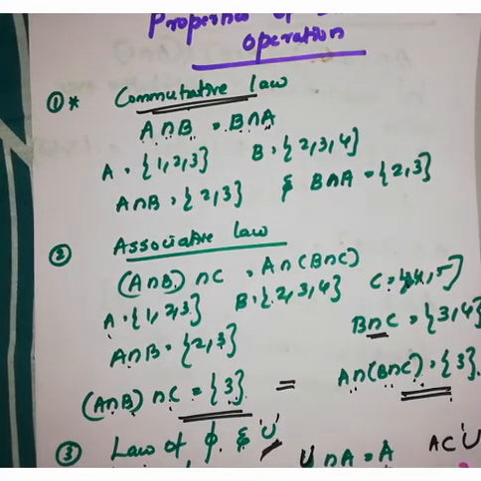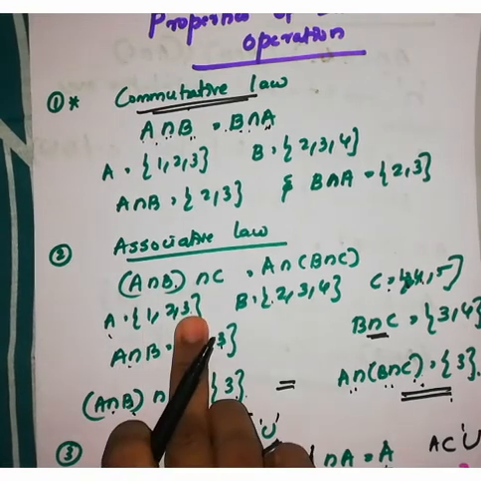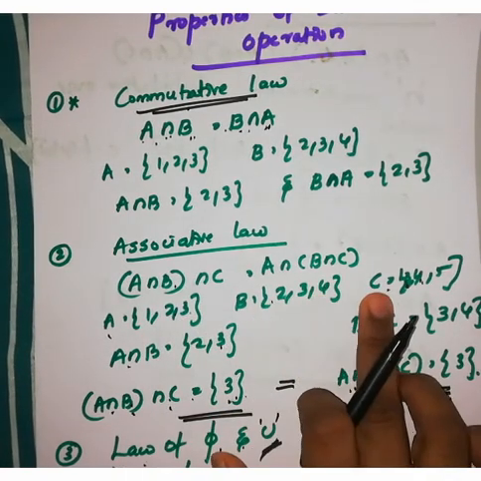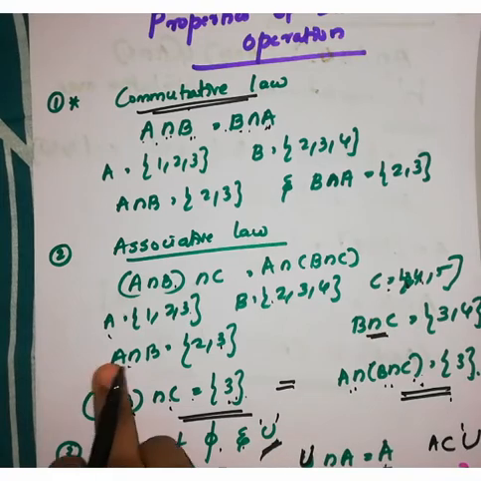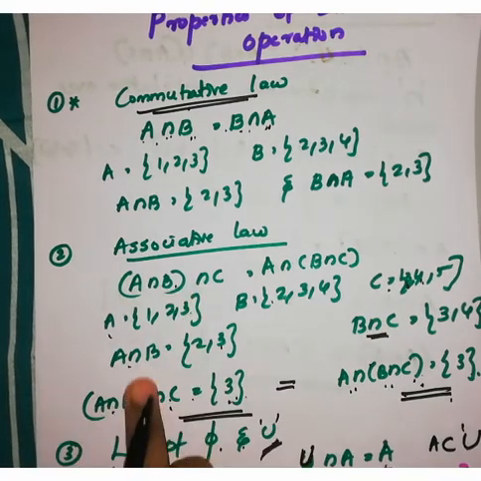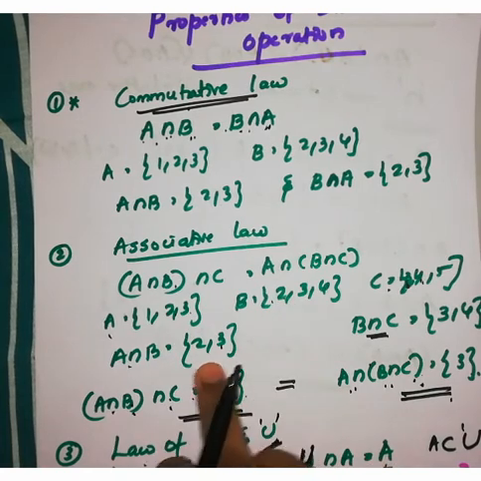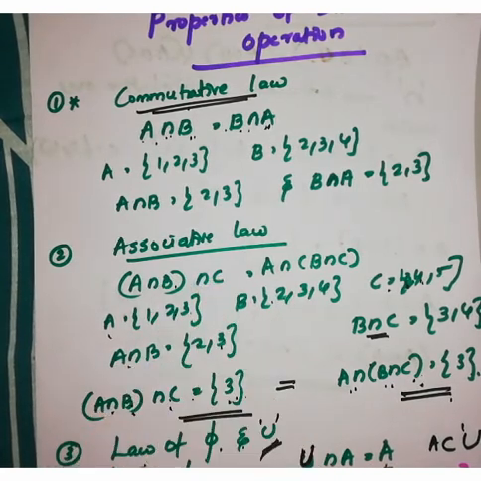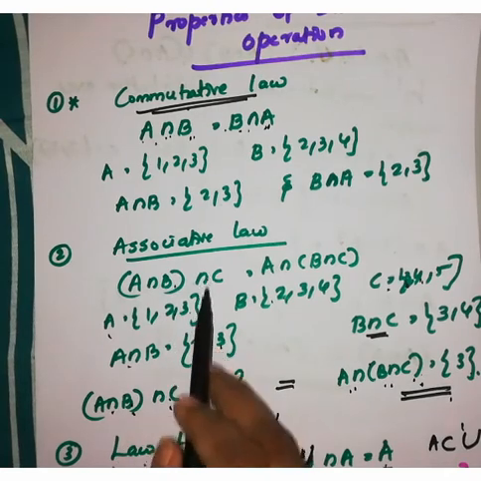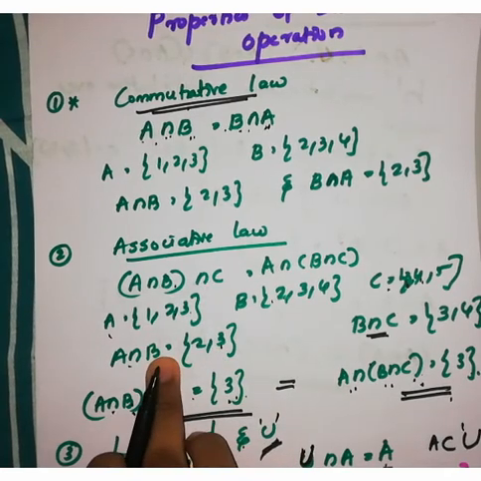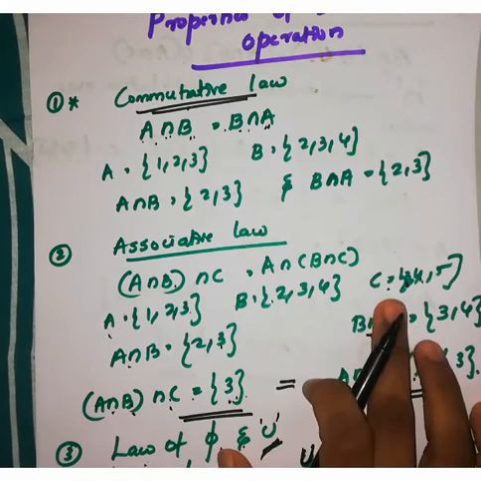Clear? Example: A is equal to 1, 2, 3, B is equal to 2, 3, 4, C is equal to 3, 4, 5. And what is A intersection B? The elements common to both A and B are 2, 3. Okay, what is A intersection B intersection C? We are combining A intersection B with this set C.